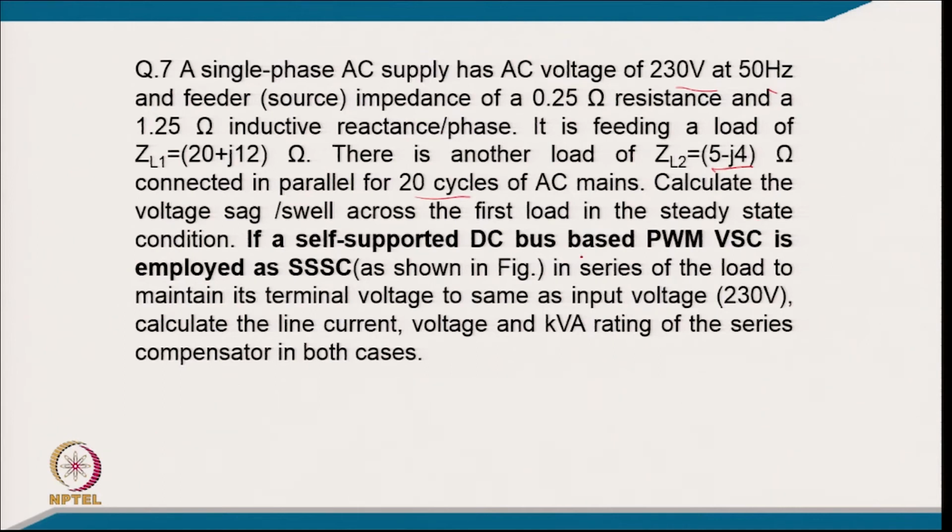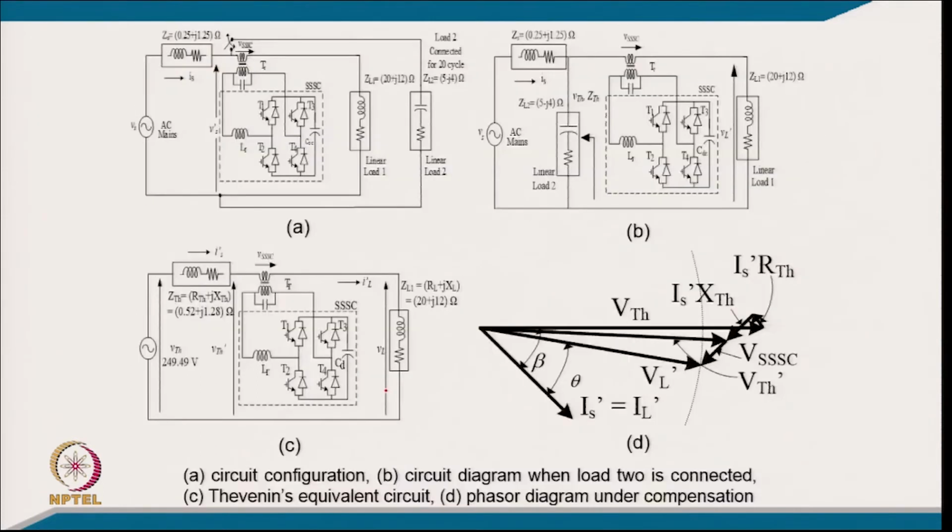If a self supported DC bus based PWM VSC is employed as a series compensator in series with the load to maintain its terminal voltage the same as the input of 230 volt, calculate the line current, voltage and the kVA rating of the series compensator in both the cases. So, there are typically two cases. The one case is here, we can call it a, where we have only one load.